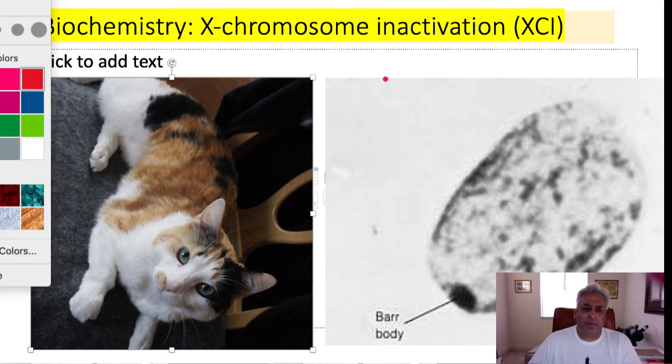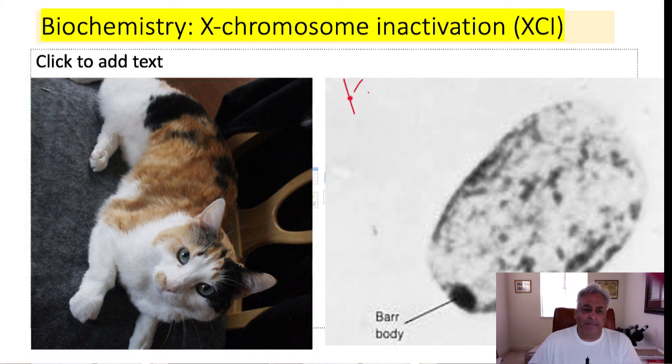So let me show you how that works. In a normal cat, that's female, you would shut down one of these two, right? Randomly, but every cell will have one of these two shut down. So this will lead to one bar body, right?